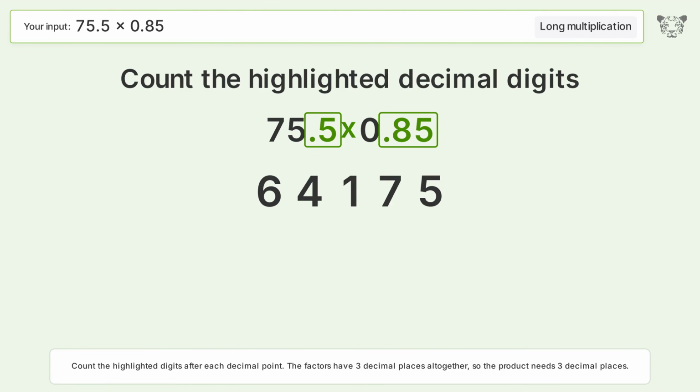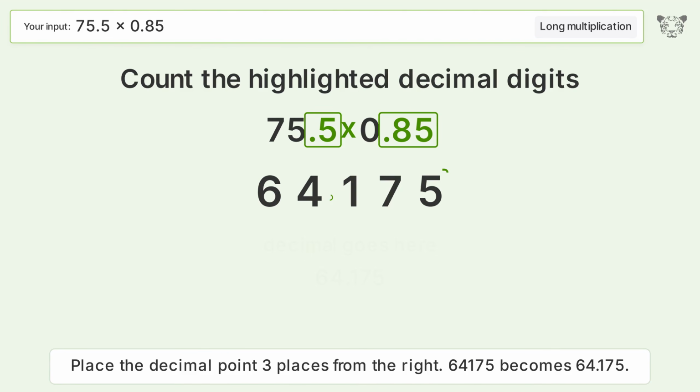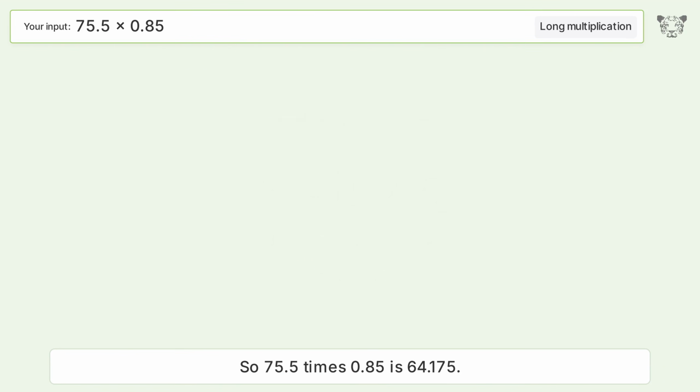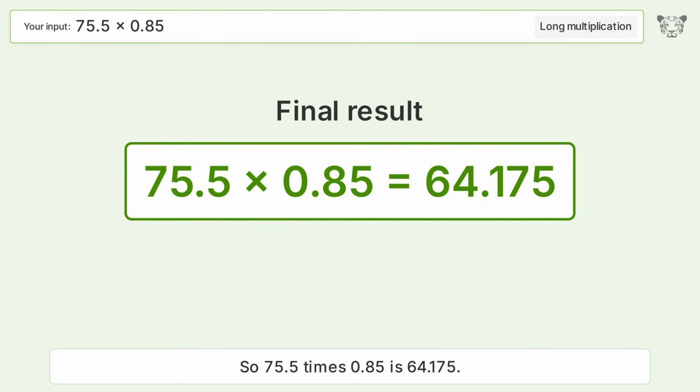The factors have 3 decimal places altogether, so the product needs 3 decimal places. Place the decimal point 3 places from the right. 64,175 becomes 64.175. So 75.5 times 0.85 is 64.175.